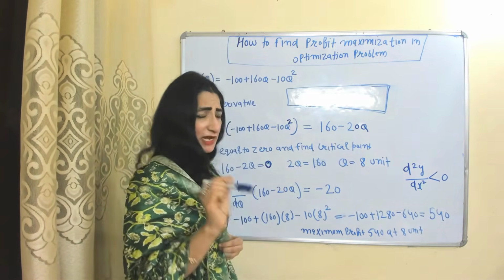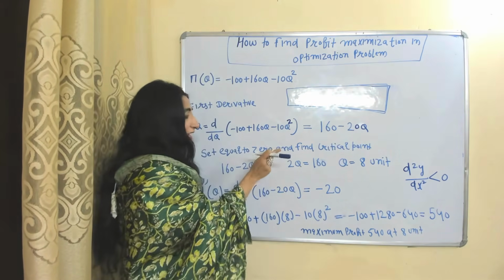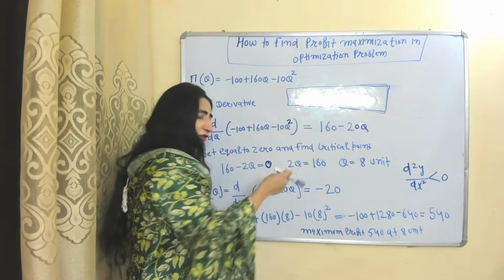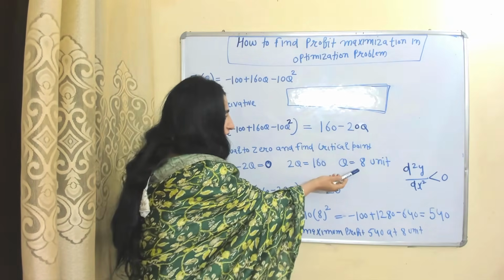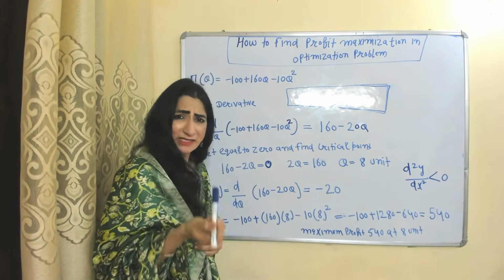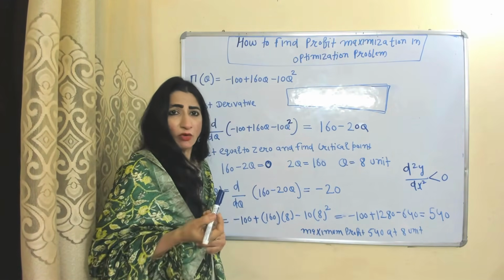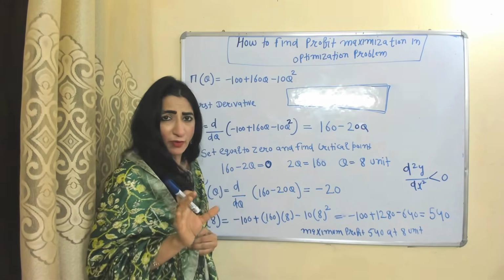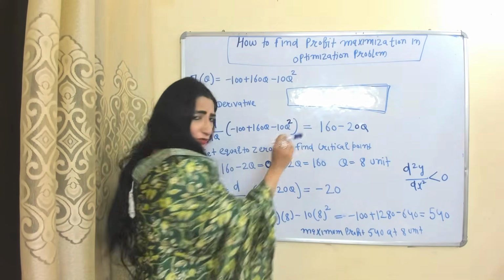In the second step, we will put the first order derivative equal to 0 and find out the value of q, or you can say find out the critical value. The value of q is equal to 8 units. Now we will see, are we receiving maximum profit at these 8 units of output or not? In order to know the maximum profit point, we will take the second order derivative of this first order derivative.